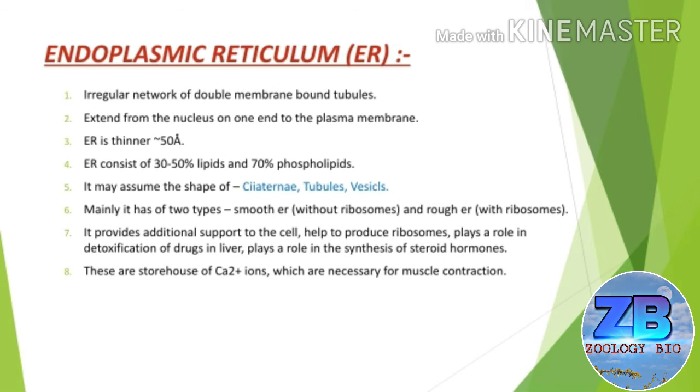And number two is rough endoplasmic reticulum, or RER. This morphological form of endoplasmic reticulum possesses attached ribosomes. It is mainly found in the cells that synthesize proteins actively.